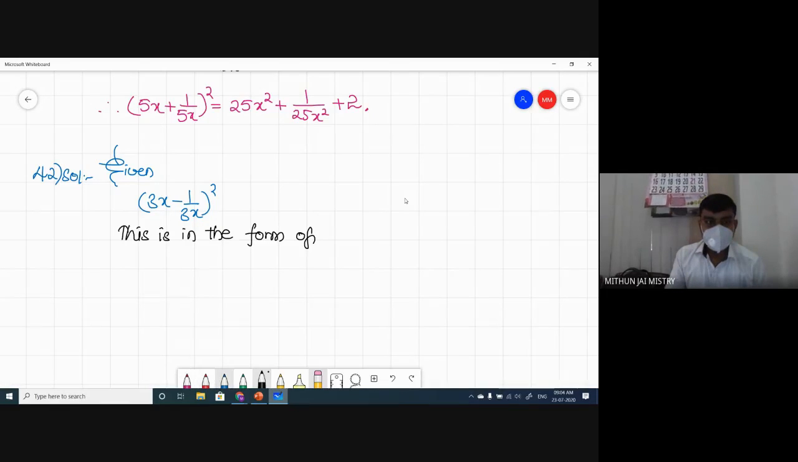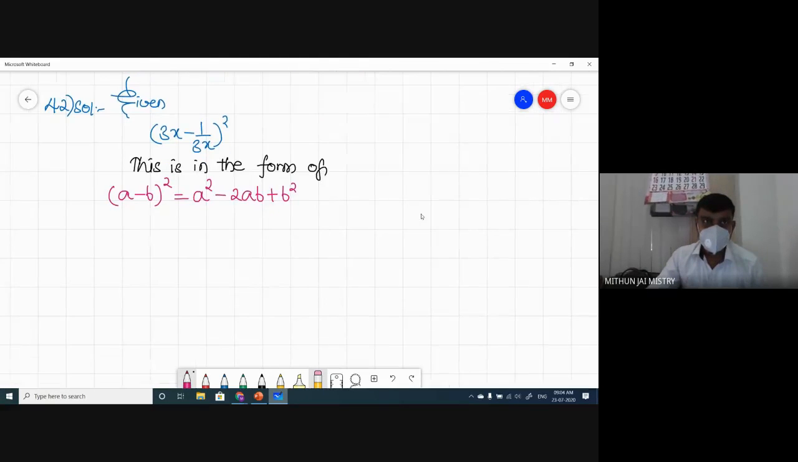Let me write here. This is in the form of a minus b whole square, which is a square minus 2 into a into b plus b square. No confusion, great combination.